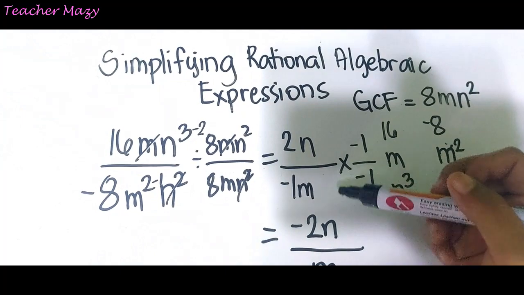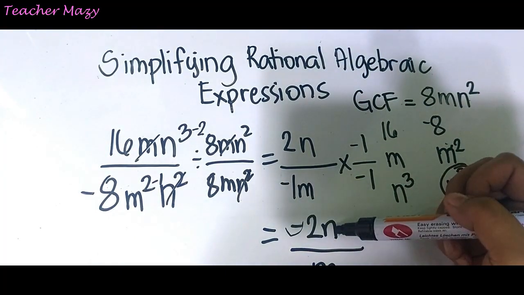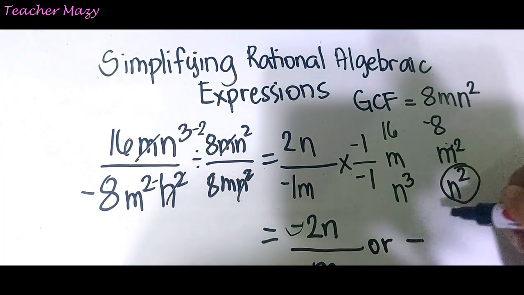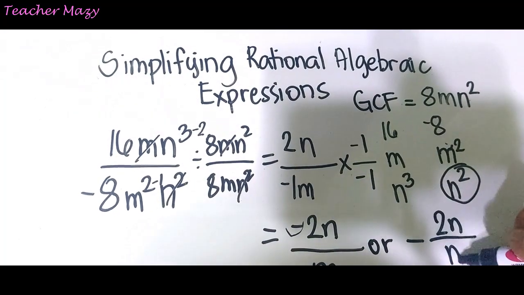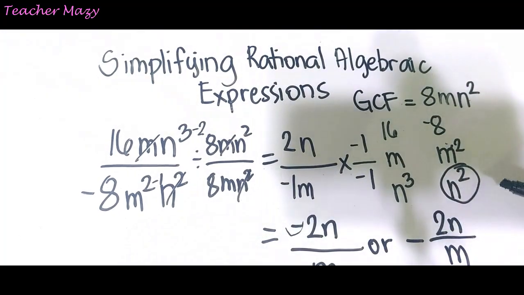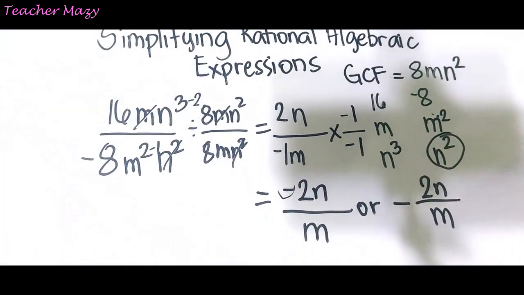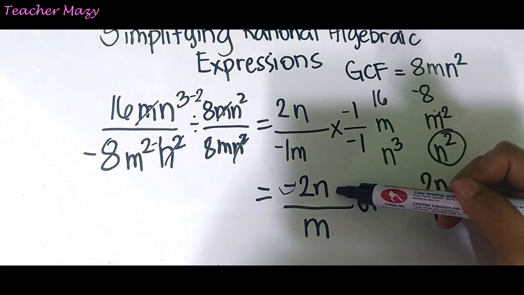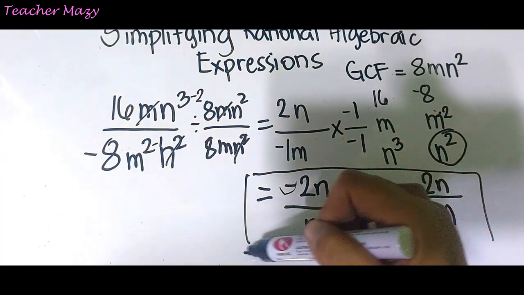So again, in mathematics, the negative sign should be in the numerator or in the middle. You can also do this one, negative 2n over m, so it is in line with the fraction bar. Okay, like this one. So that means it's either this one or this one, the final answer.